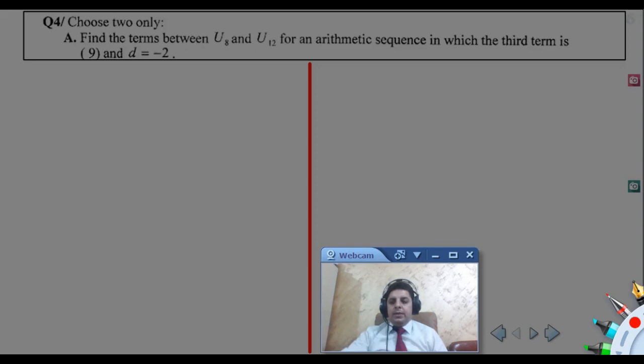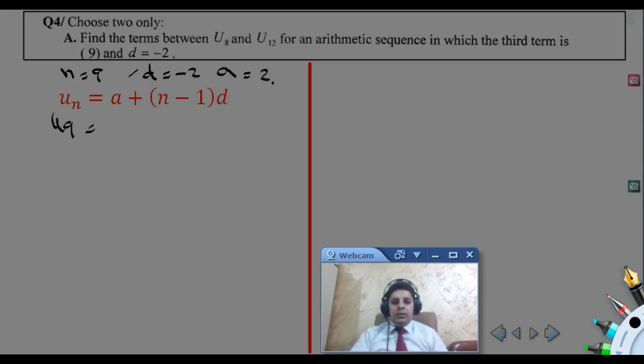By using the general law, Un equals a plus n minus 1 times d. Un is U9, n, what n? 9. D, common difference, what? -2, but A is not found. The A is not found.